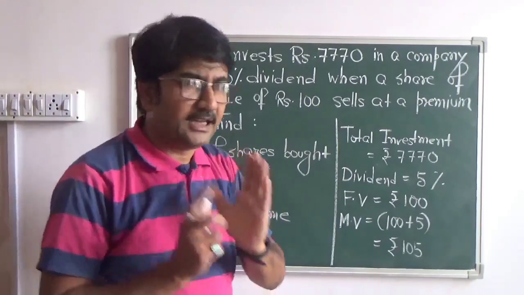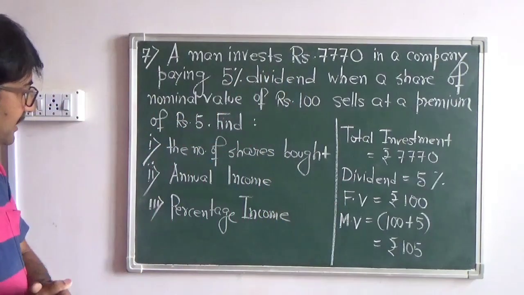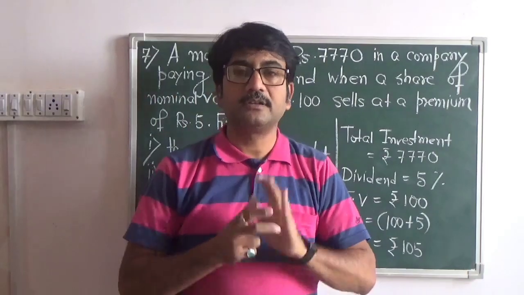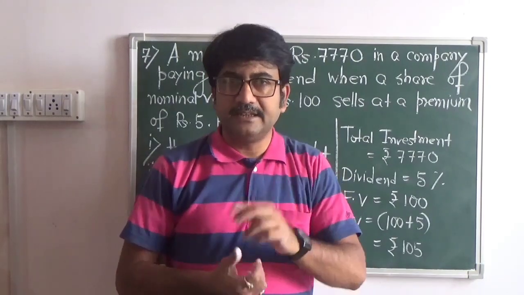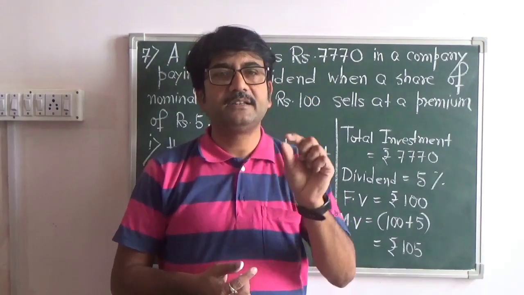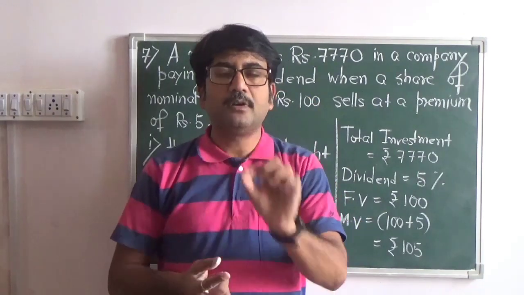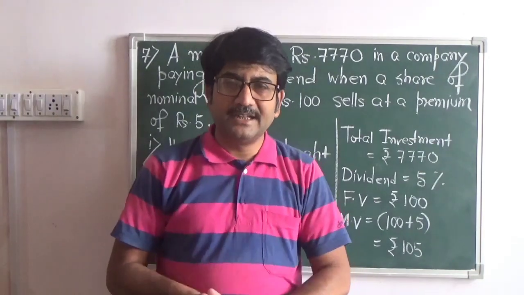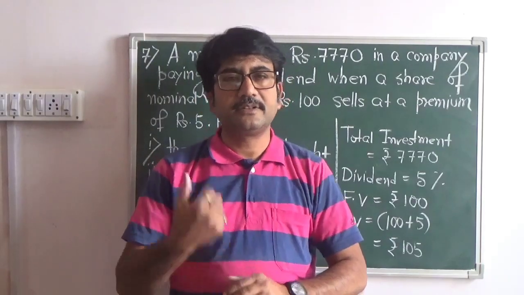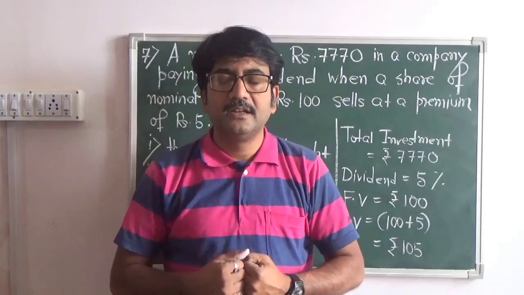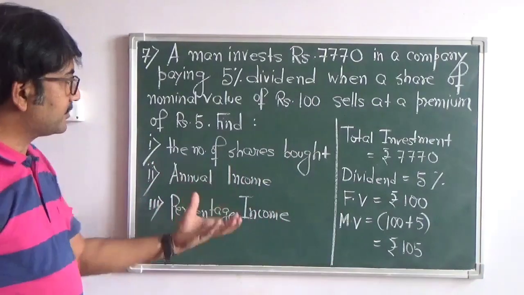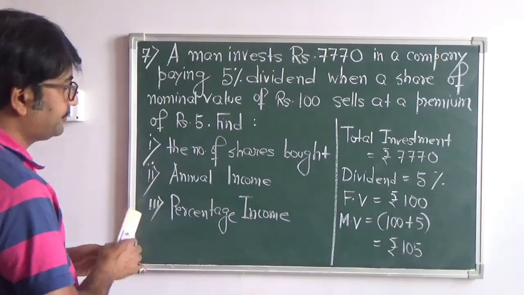Now the third part of the question asks for the percentage income. Percentage income is calculated on the market value or on the total investment. It can be calculated by the two formulas I have already mentioned: income on one share divided by the market value of one share into 100, or total income by total investment into 100. That will give you the income percent, or profit percent, or you can say dividend percent, yield percent, rate of return. So many names. Since we have this information, let us proceed to solve all the parts one by one.